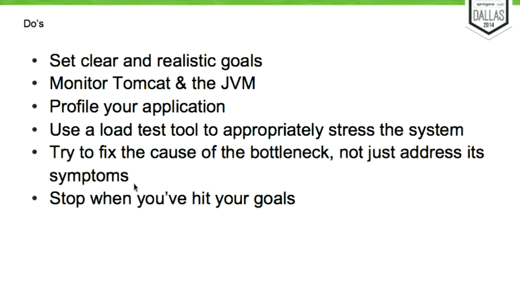So we've nearly finished. We're going to leave a bit of time for questions and anecdotes maybe. But our hit list here is of do's and don'ts. Set clear and realistic goals about your performance testing. Really monitor the Tomcat and the JVM process. Understand what the thing is doing. Profile your application. If you're not profiling your application, you really don't understand what's going on in it. And use a load test in an appropriate way.